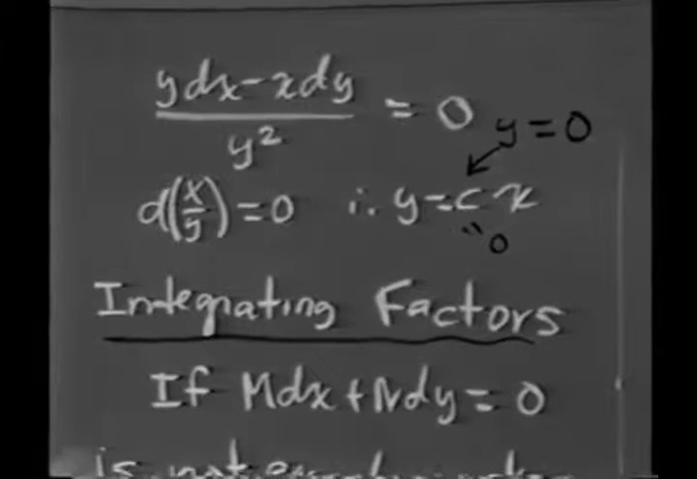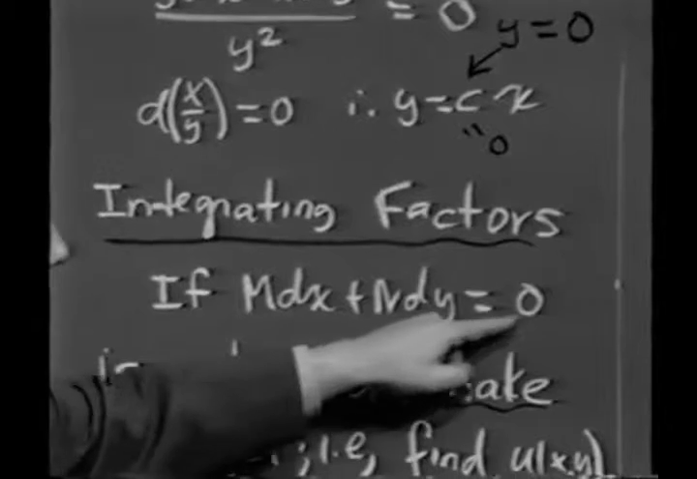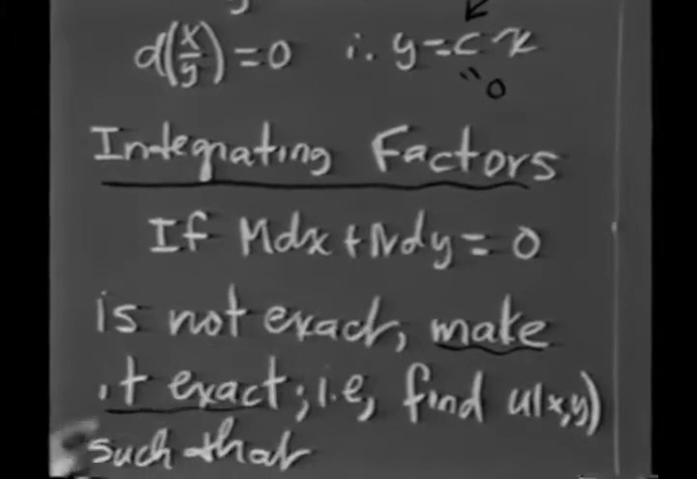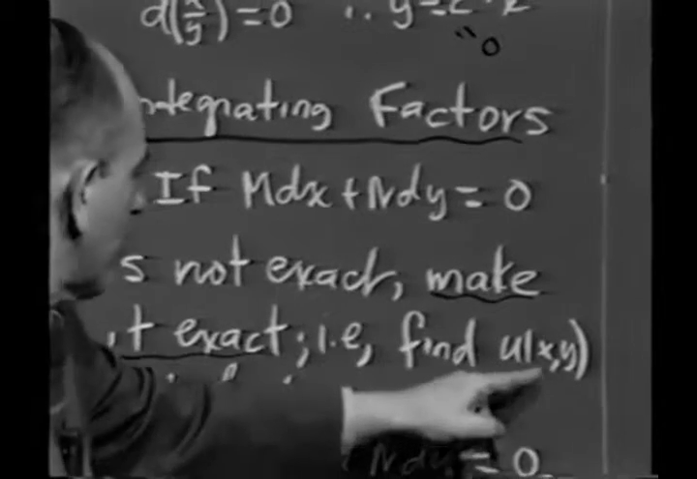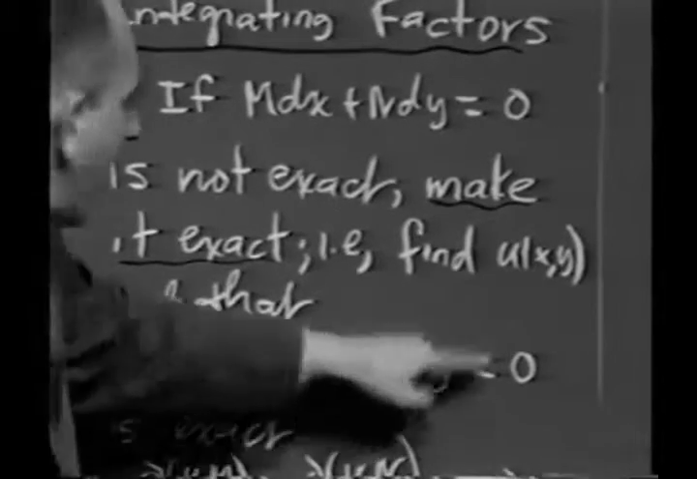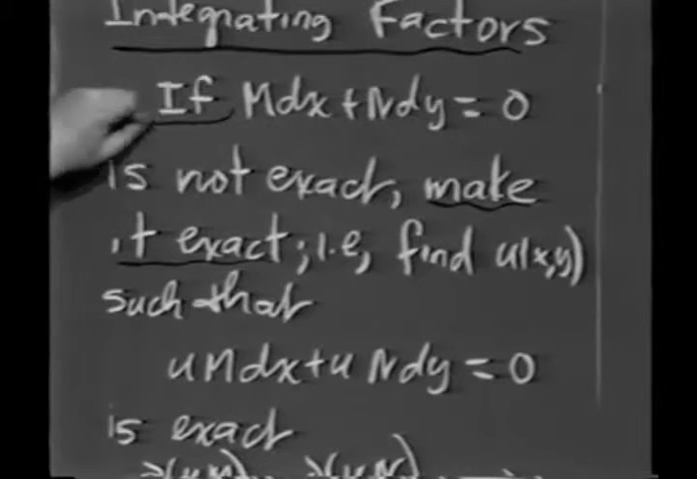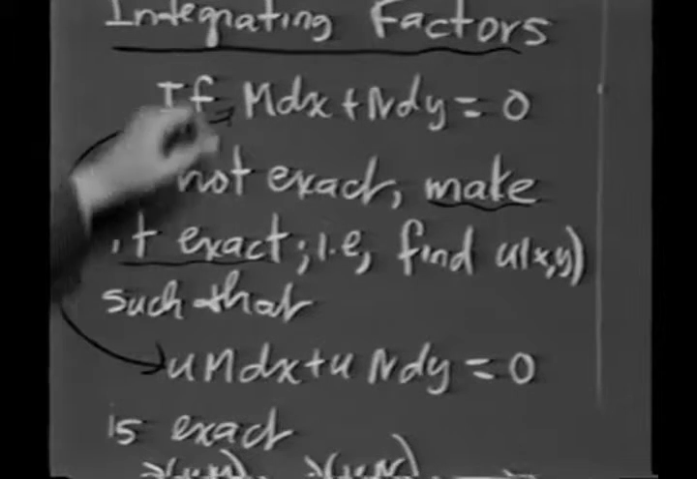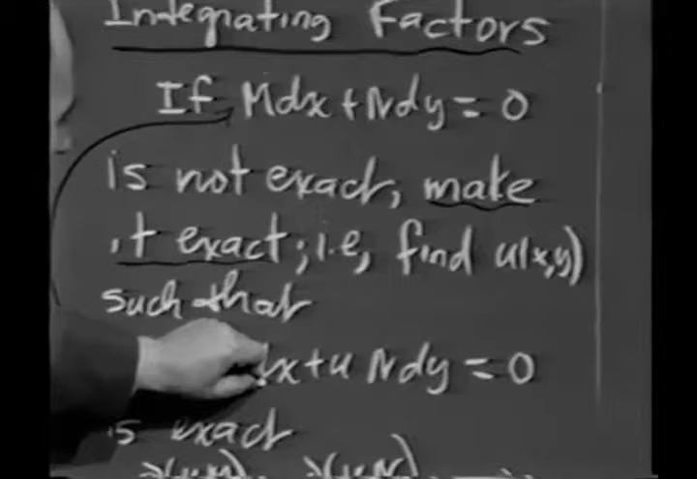factor. And that's what we just used over here. What we say is, if M dx plus N dy is not equal to 0, is not exact, make it exact. What does that mean? Find a function u of x and y such that when I multiply, or divide, it makes no difference, both sides of this equation by it, the new equation, which you see has the same solution set as this one.